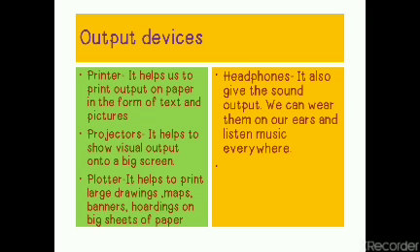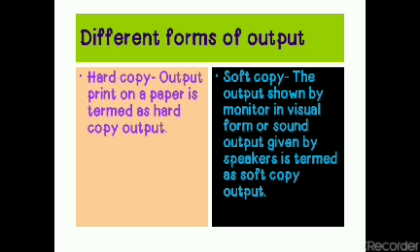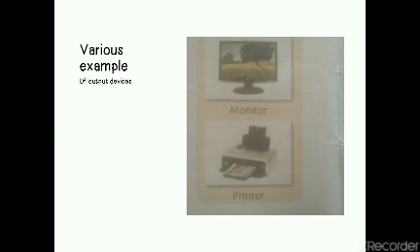Plotter helps to print large drawings, maps, and hoarding banners. Headphones also give the sound output. We can wear them on our ears and listen to music anywhere without causing any disturbance to others. And for hard copy and soft copy: when output is given by a printer, it is termed as a hard copy, and when output is shown by a monitor or given by a speaker, it is termed as a soft copy output. And the pictures of these output devices are also given in your book: monitor, printer, speaker, headphone, projectors.